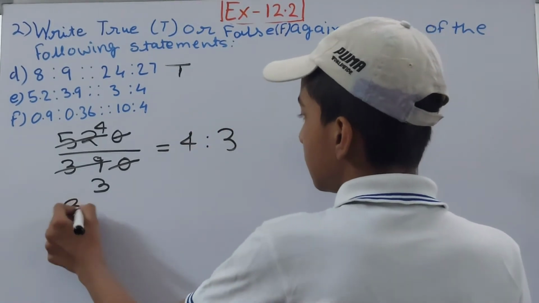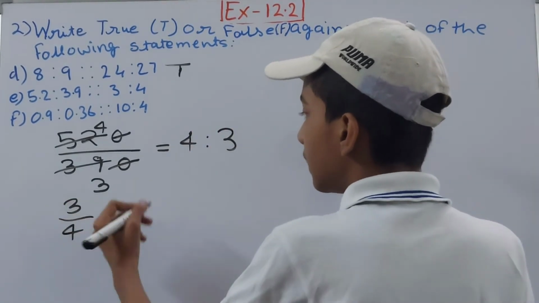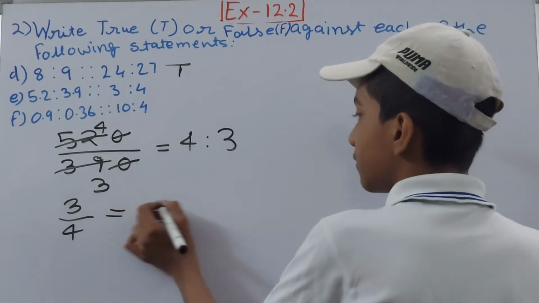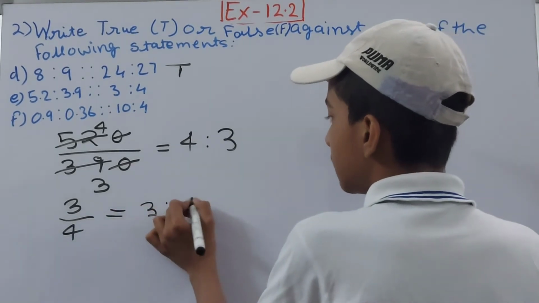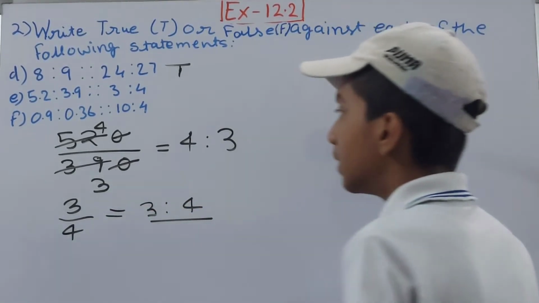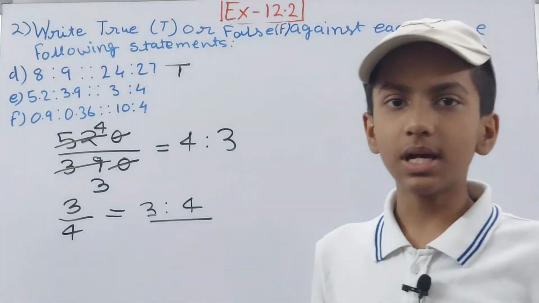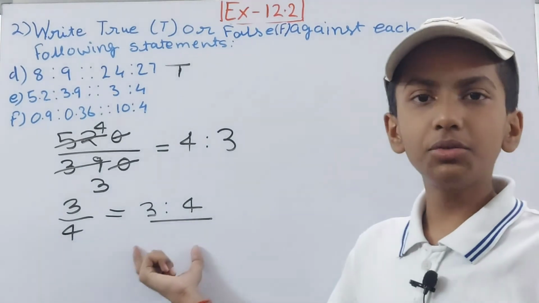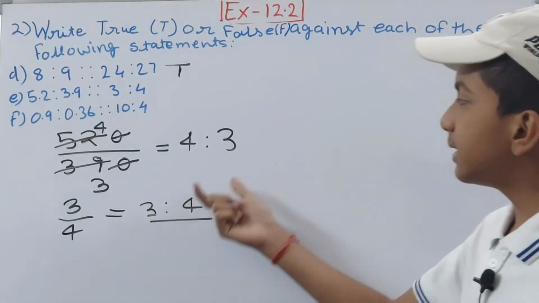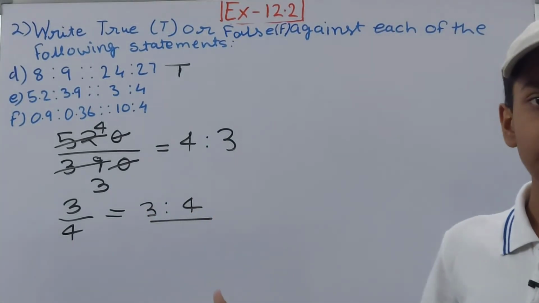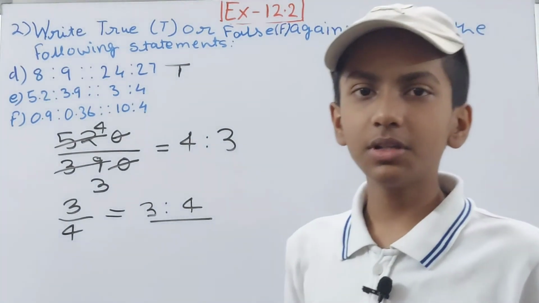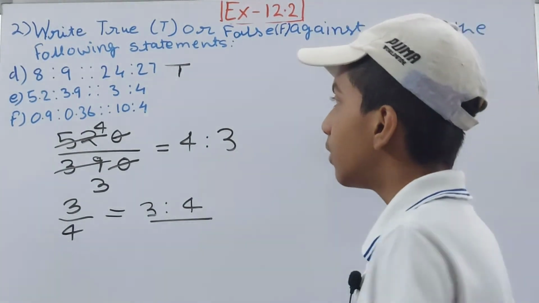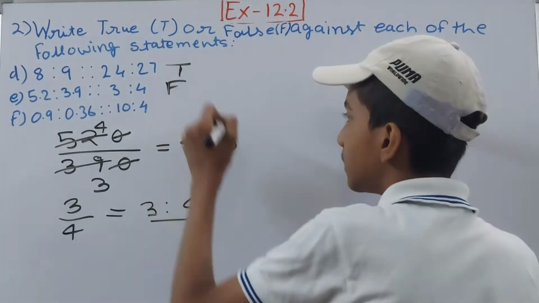Second one is 3 upon 4. Very simple, it is in the simplest form. So convert it into the ratio as it was, 3:4. You can see that both of these are different. The order here does not matter. Over here you need to see the ratio only. So you can see that both of these ratios are different. Right, that means this statement is false and these numbers are not in proportion, so false here.